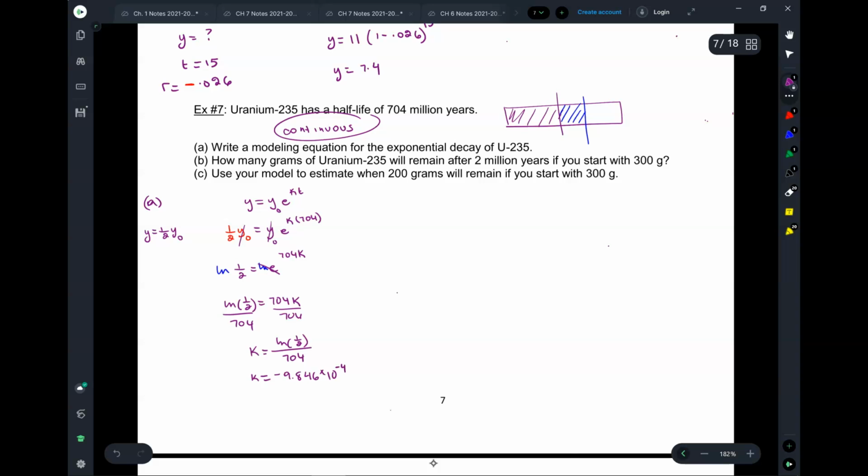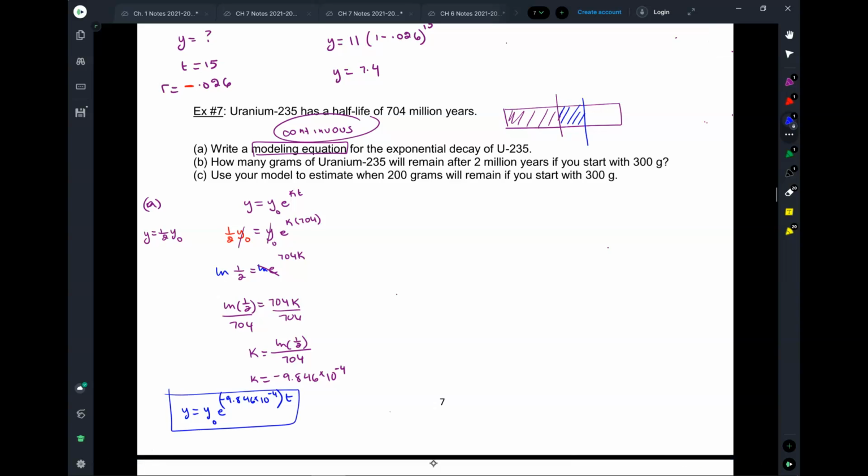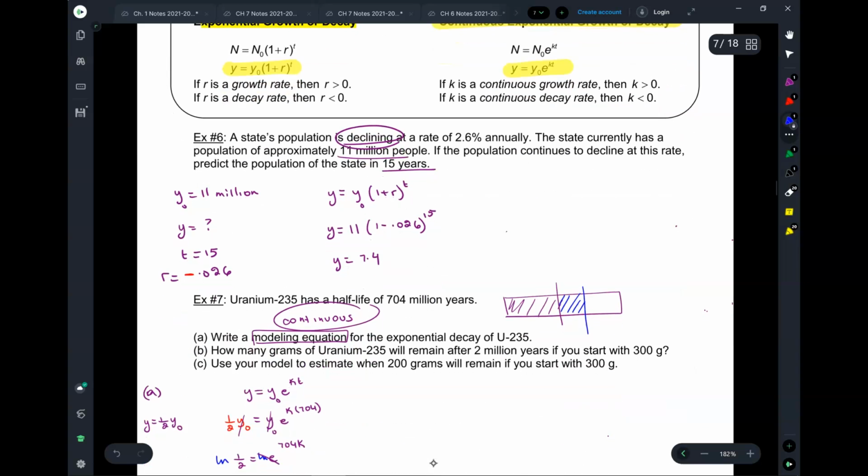That's k. Now, the modeling equation, however, is going to be y equals y naught e to the value of k that you just found times t. So everything stays as a variable except for the k. Okay, next, part B.